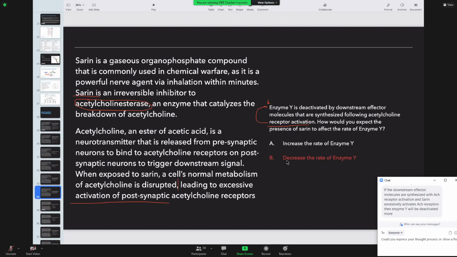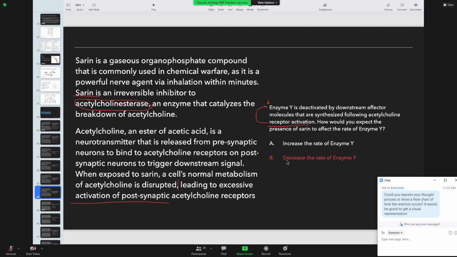So there's a question: if the downstream effector molecules are synthesized with acetylcholine receptor activation and serine excessively activates acetylcholine receptors, then enzyme Y will be deactivated more. Exactly. Sophie, you got that right on the button. Awesome.